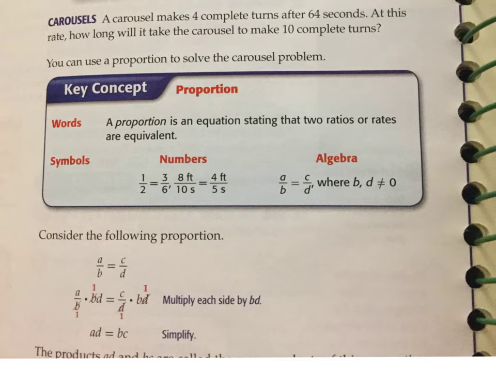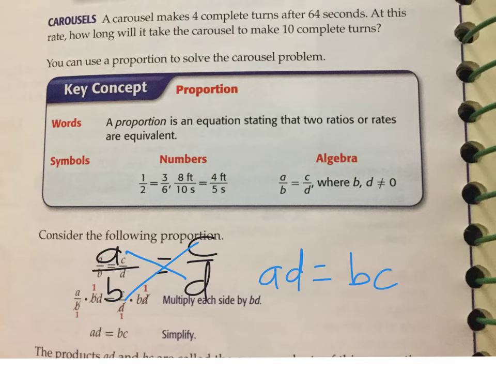So what was a ratio? Y'all remember? It's kind of like a fraction, right? Two fractions or rates are equivalent. So right here are what some proportions look like. If we said 1 over 2 is equal to 3 over 6, that's a proportion, because a half is the same thing as 3/6, right? If you just reduce this fraction, you could see it's still 1/2. Okay, right here again, 8 feet per 10 seconds is equivalent to 4 feet per 5 seconds. So right here's what proportions look like in numbers.